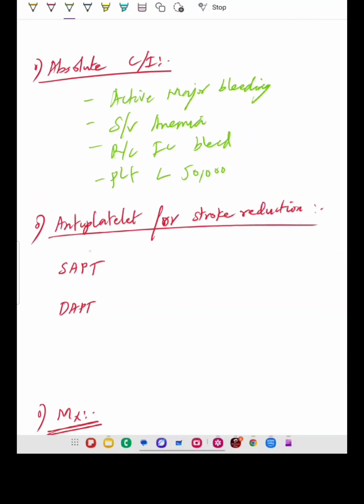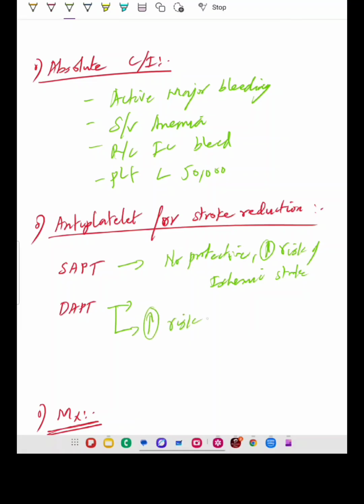Do antiplatelets have a role in stroke reduction? So let's look at single antiplatelets and dual antiplatelets. Single antiplatelets, no protective role, increased risk of ischemic stroke. And what about the dual antiplatelets? Your dual antiplatelets have an increased risk of bleed. So no role for single antiplatelets, no role for dual antiplatelets.